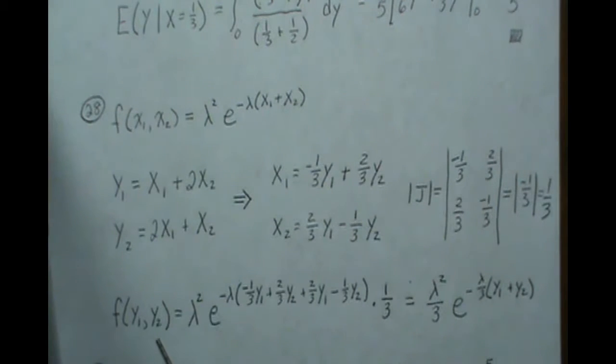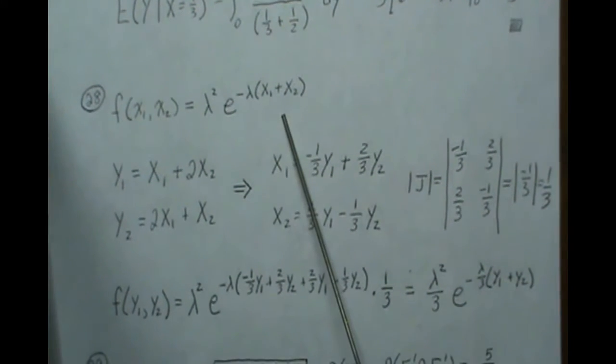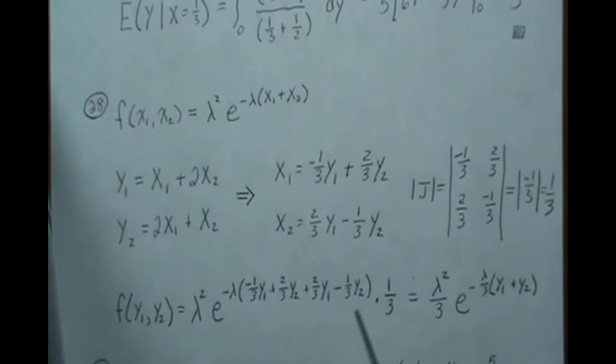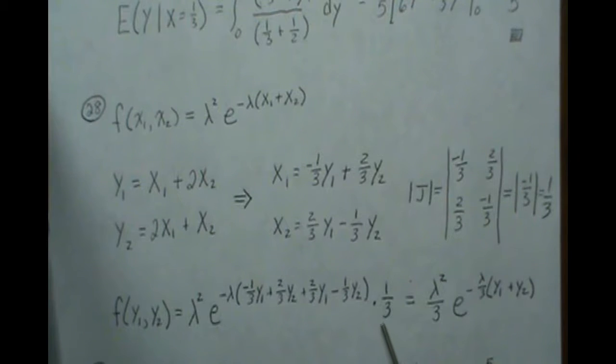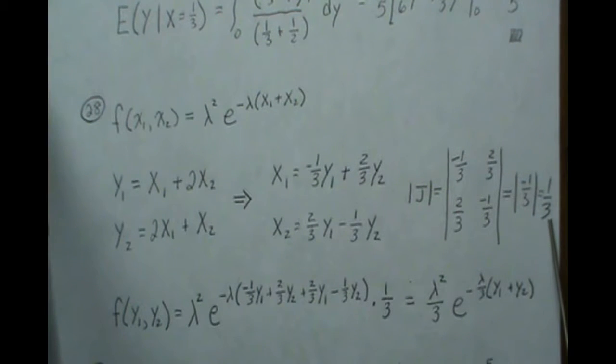So then the joint density is you take these values of x1 and x2, plug them into the original density, which is what this is, and then you multiply it times the Jacobian for that transformation, which is 1/3. And then this all simplifies to this, which is the answer.